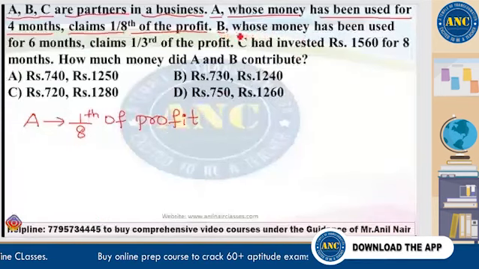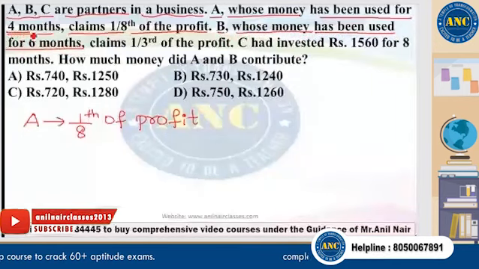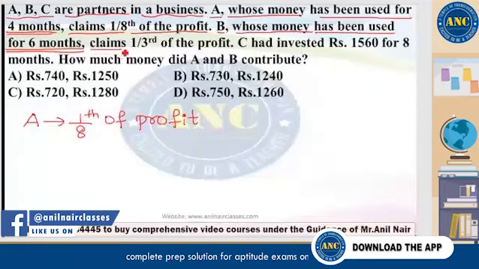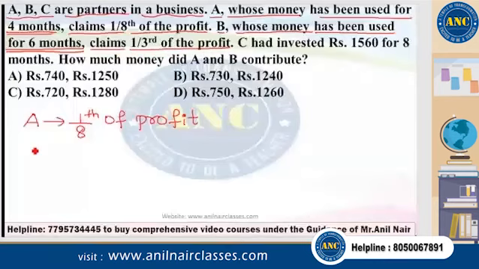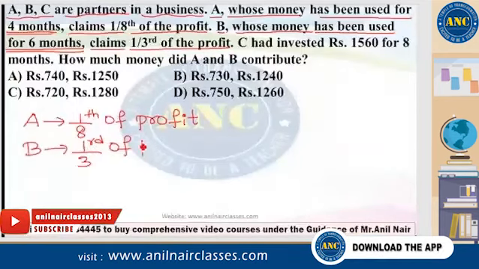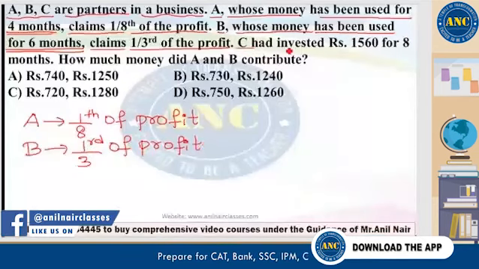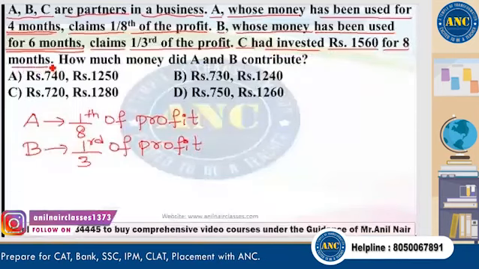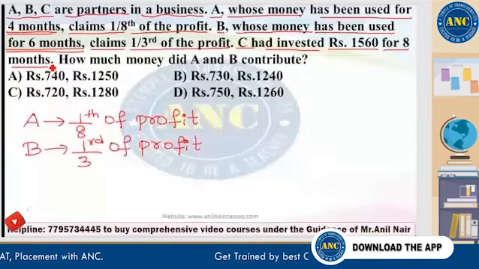Next, B, whose money has been used for 6 months. A's money is used for 4 months, B's money is used for 6 months. B is claiming that he has 1/3 of the profit. That means out of the total profit, 1/3 belongs to B. C had invested rupees 1560 for 8 months. That is what they are saying.